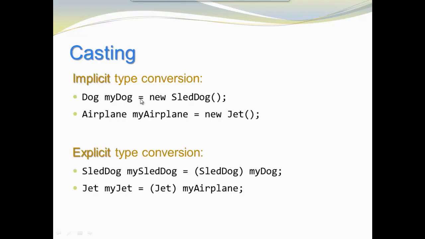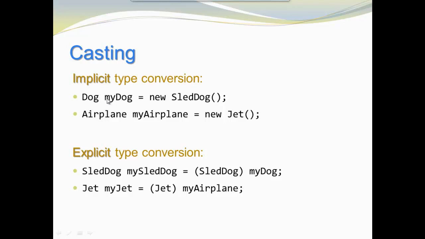You might remember that binary operators in Java need the same type on both sides. My left hand side is of type Dog, my right hand side is of type SledDog. But because every SledDog is a Dog, Java can perform this conversion implicitly. Same is true if I would have, for example, Airplane and a Jet. Every Jet is an Airplane. So even though my new instance is of type Jet and my variable is of type Airplane, there is no problem. Java can convert a Jet and then assign it to my Airplane.